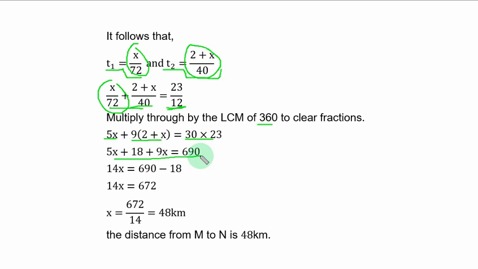So let's add and collect like terms. 5s plus 9s gives 14s, equal to 690 minus 18, so 14s equals 672. To get s, divide both sides by 14, and you have s equal to 48 kilometers. So the distance from M to N is 48 kilometers.